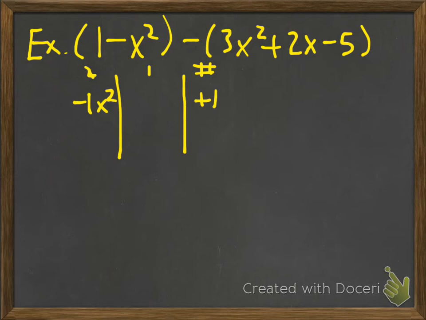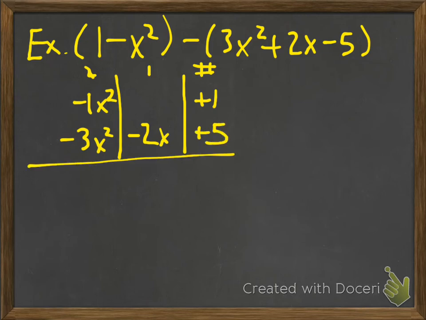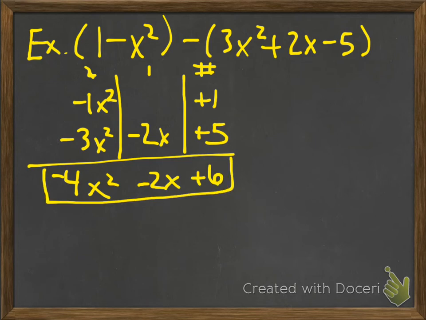What's going to happen to the signs of everything in the second polynomial because of the minus? What's going to turn opposite? It's going to turn opposite, change. So minus 3x squared, minus 2x, and then plus 5. The minus distributes to the second polynomial and changes the sign of all of them. So now I can combine like terms. Negative 1 minus 3 is negative 4. There's nothing to go with the negative 2x, so I just bring that down. 1 plus 5 is 6, and you're done.